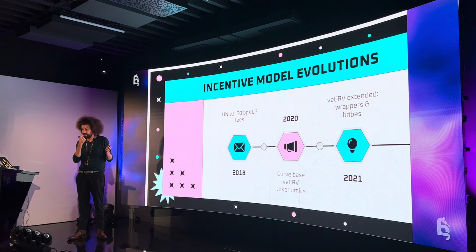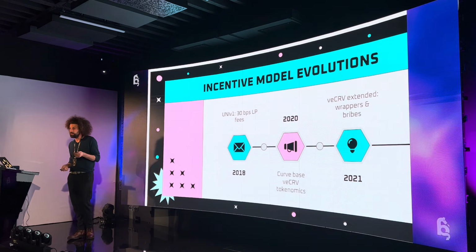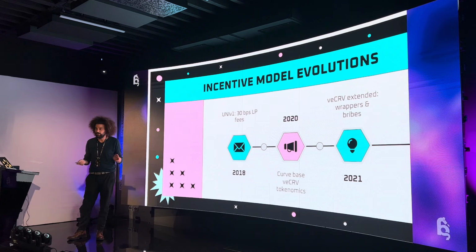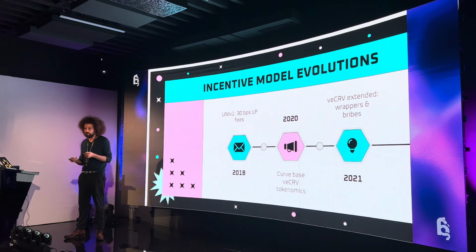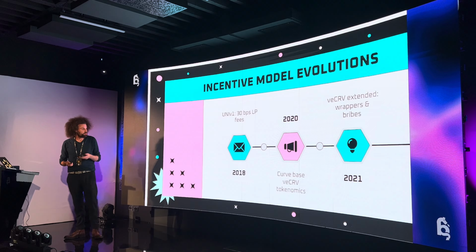V2, it's the same. 0.30% fee on each swap, 100% of which is given to the liquidity providers of the pool, auto-compounded directly in the LP token. Straightforward.